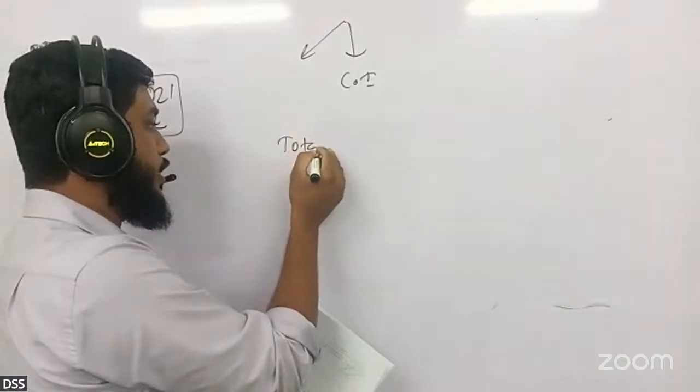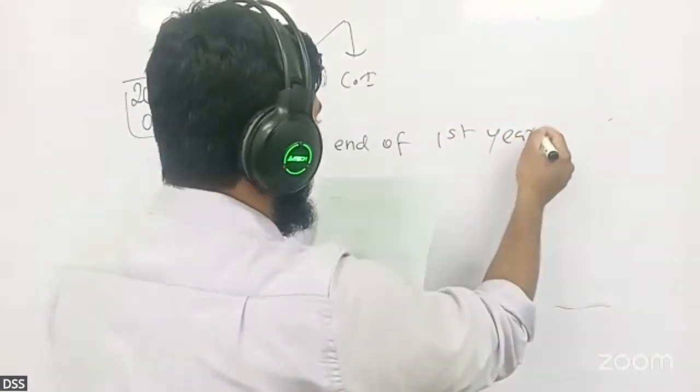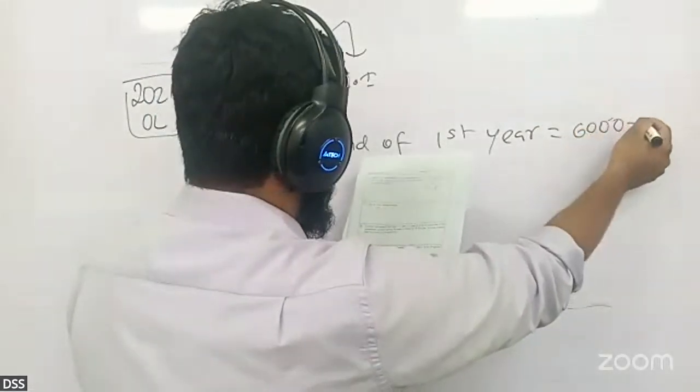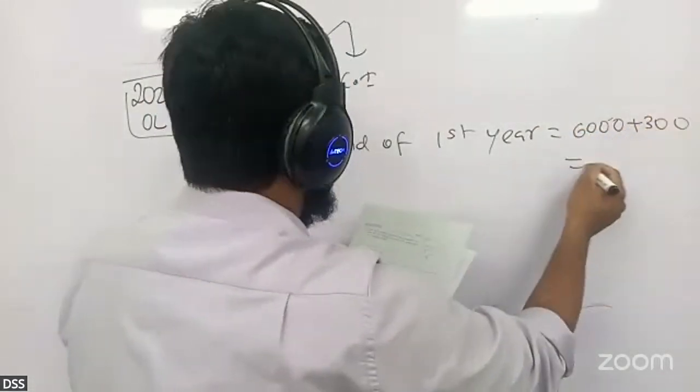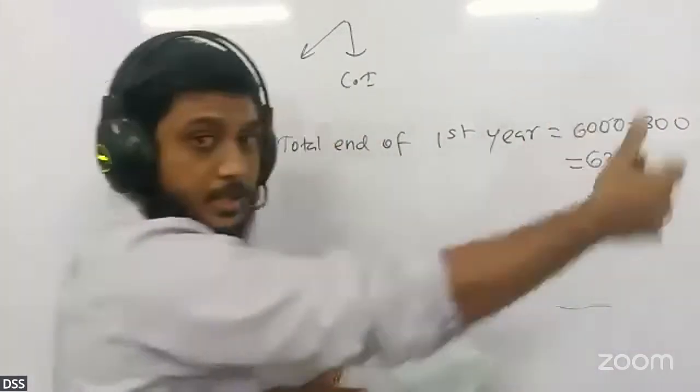the total at the end of the first year. You can see the total at the end of the first year. Total at the end of the first year means he deposits how much? 6,000, and he gets 300 rupees interest for the first year. So at the end of the first year, he gets totally how much? 6,300 rupees in his account.